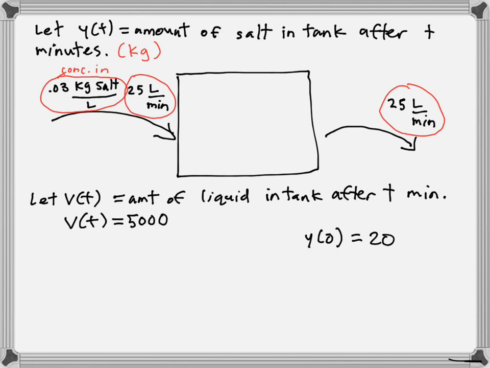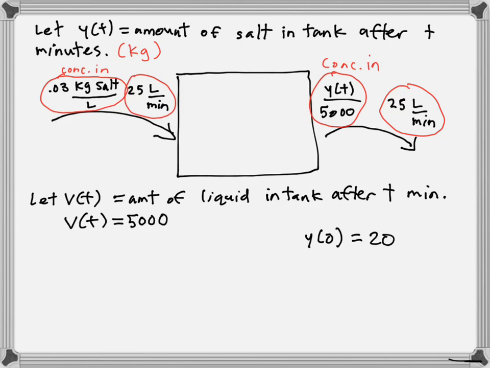Okay, so then, what would the concentration be in the tank at any moment that's coming out? Well, the amount of salt in the tank is y, and the amount of liquid in the tank is 5,000, so the concentration is going to be y of t divided by 5,000. And yes, it depends on y. And this is exactly why we have a differential equation.